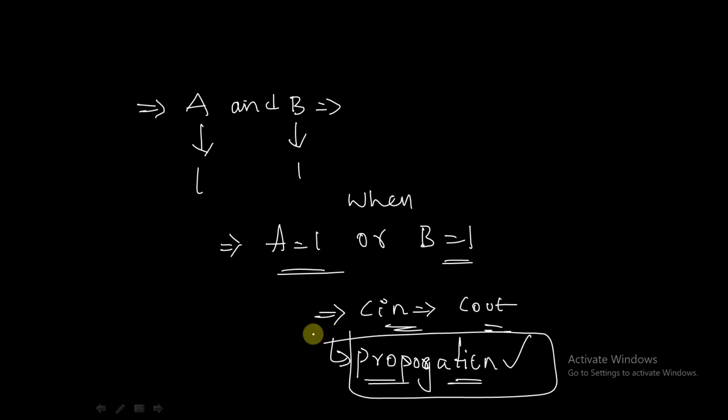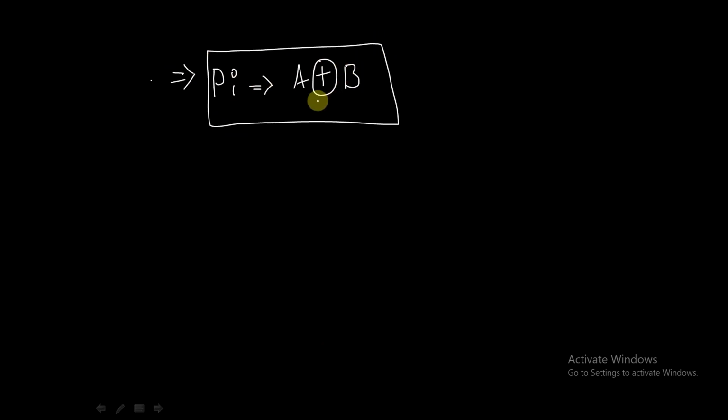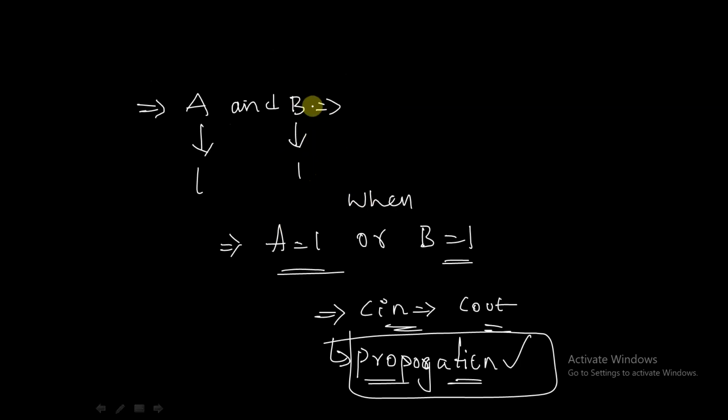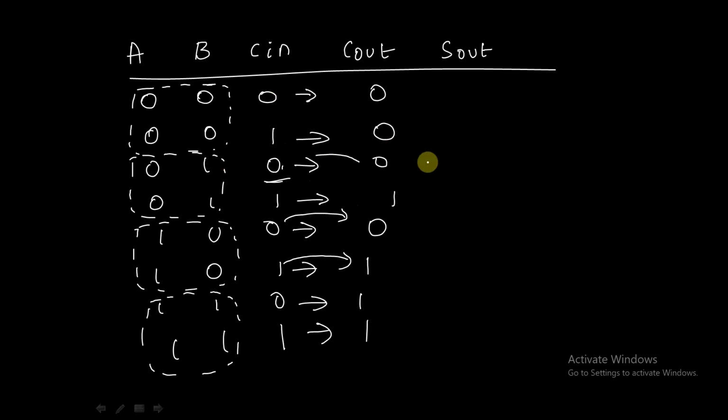That's it. So how can you write the equation for propagation? Carry propagation, let us denote it with Pi. So carry propagation Pi is nothing but A XOR B. Okay, so carry propagation will be equal to 1 whenever my A is equal to 1 or B is equal to 1. That is, carry will be propagated. Input carry will be propagated as output carry.